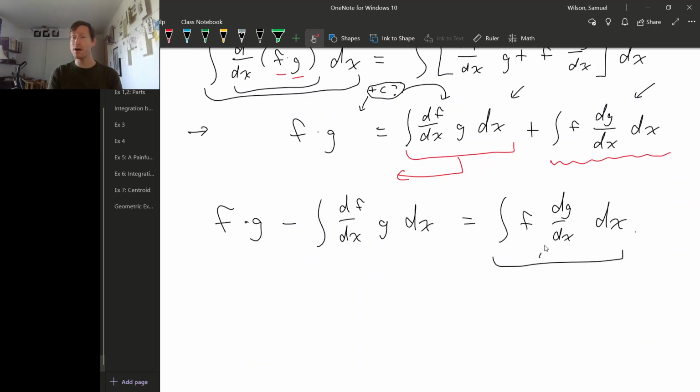Okay, and so what we have here is an equation where one side is an integral with a product in it, and the other side is some formula that tells you what that integral is. Well, sort of. Really, I mean, this equation that we came up with, it doesn't really tell us what the integral on the right is. What it does is it transforms the integral on the right into a different integral on the left, together with this other piece, f times g.